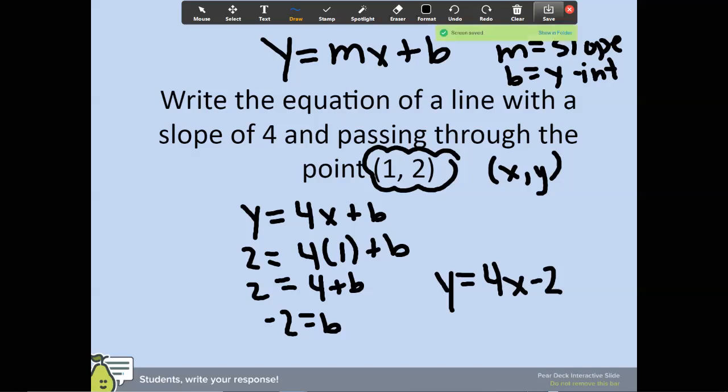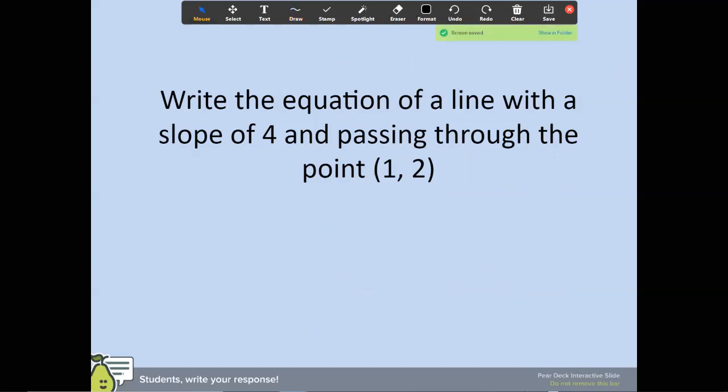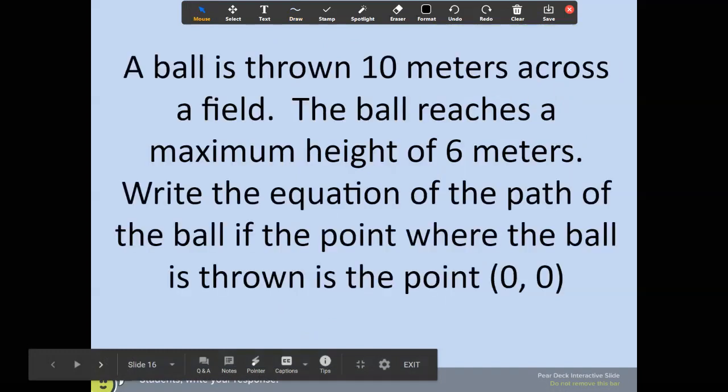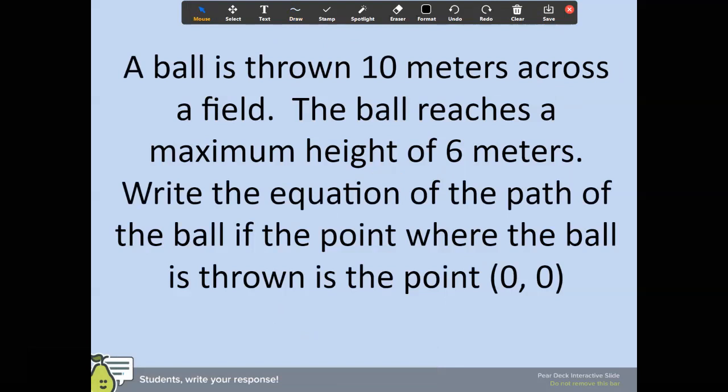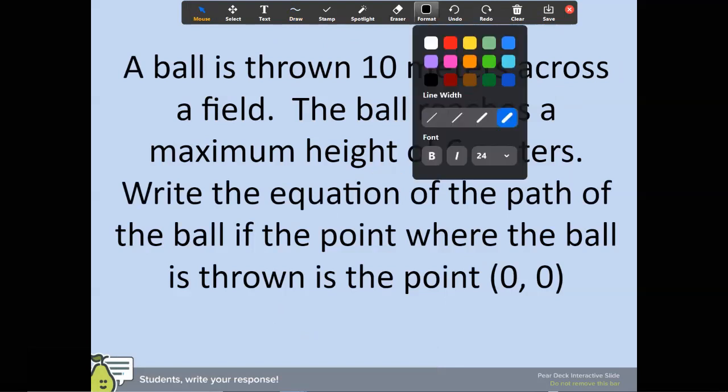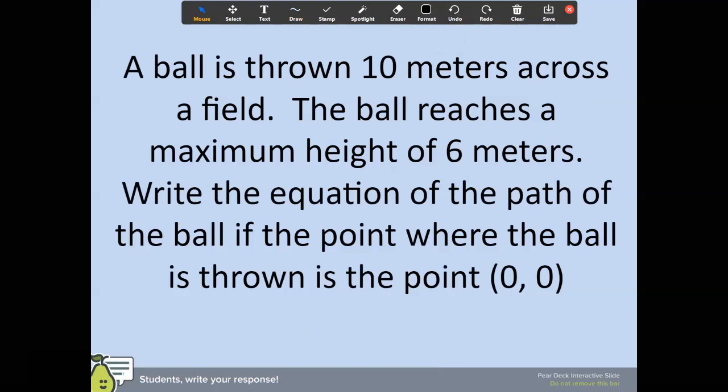Okay, next problem. A ball is thrown 10 meters across a field. The ball reaches the maximum height of 6. Write the equation of the path of the ball if it's thrown at the point 0, 0. Kind of like the problem that we did earlier. Let me just sketch this out.